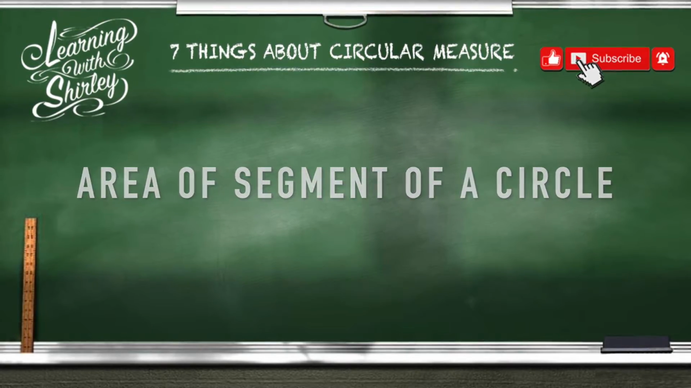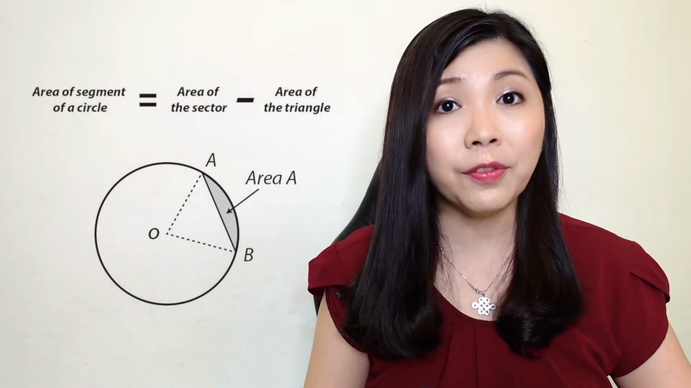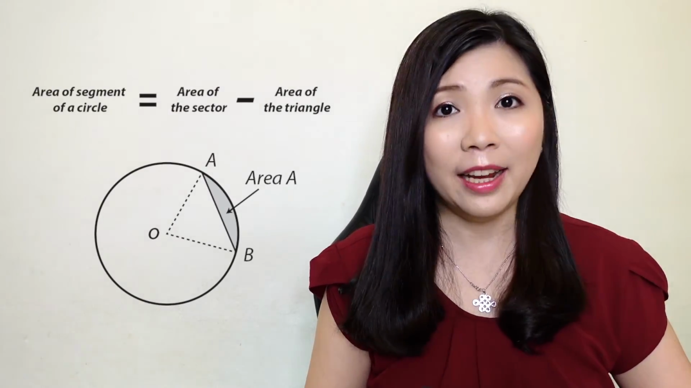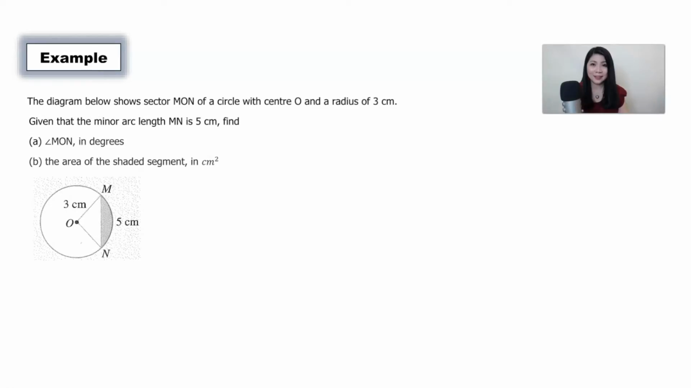How do we determine the area of a segment of a circle? To find the area of a segment of a circle, we use the area of a sector, which is half r squared theta, minus the area of the triangle. Let's look at the following example. The diagram below shows sector MON of a circle with center O and a radius of 3 cm, meaning r is equal to 3. Given that the minor arc length MN is 5 cm, which means s equals 5, find angle MON in degrees and also the area of the shaded segment.